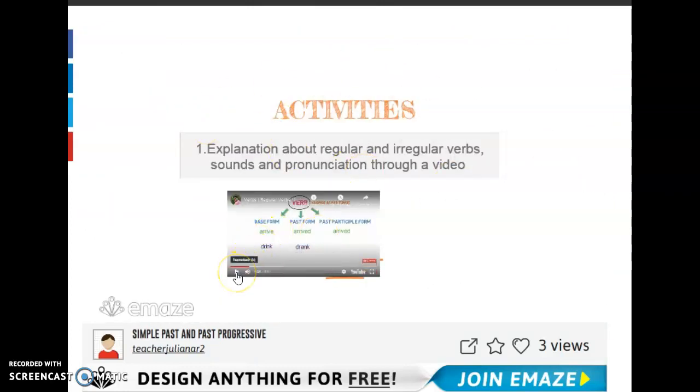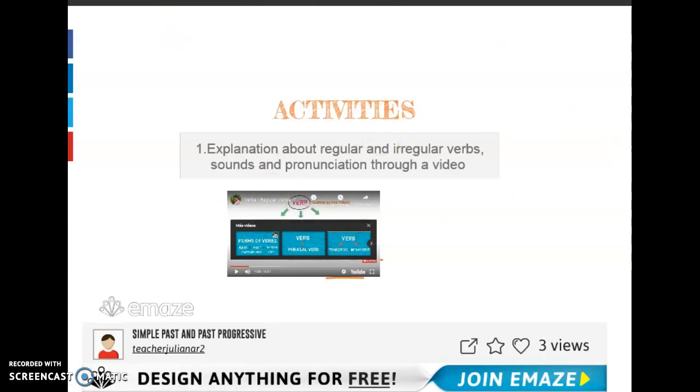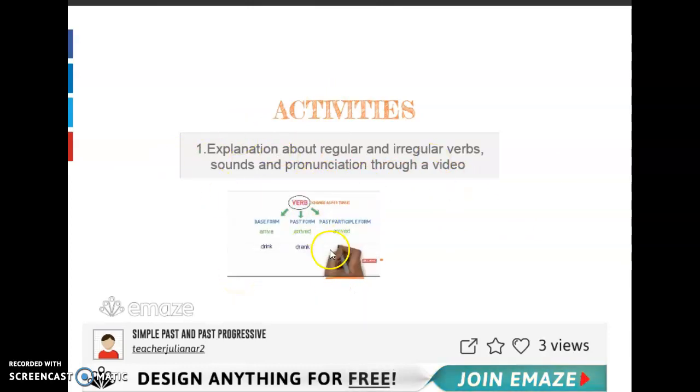These are several activities that the student must do in the session. There are 8 activities about the 4 skills: reading, writing, speaking, and listening. The first activity is an explanation about regular and irregular verbs through a video.